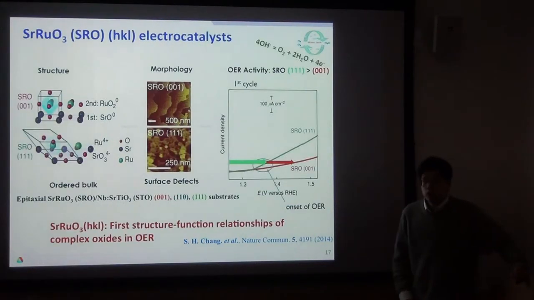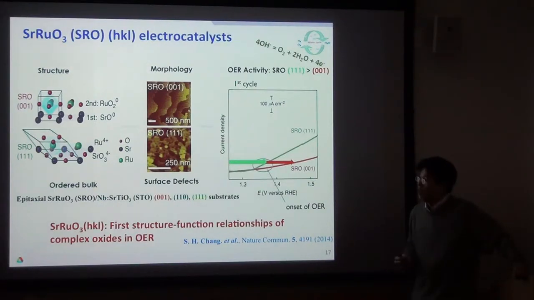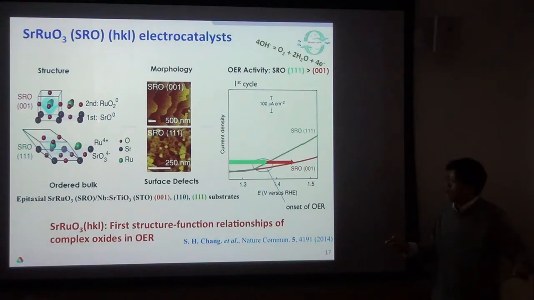So this is our approach, and this is how we work. Go back to electrocatalytic activity. I mentioned that ruthenium dioxide is the best material, but it is easily degraded. So our idea was, how about using a passivation layer? We chose a strontium layer as a passivation layer for maintaining activity and enhancing the stability.